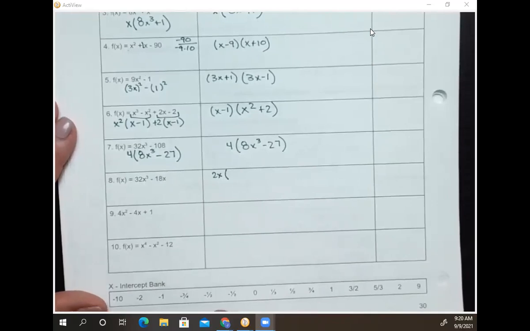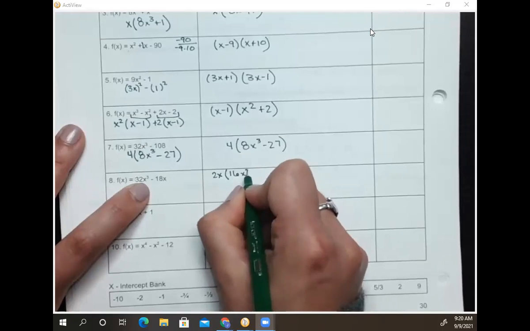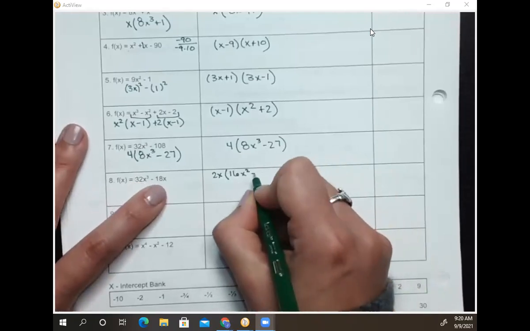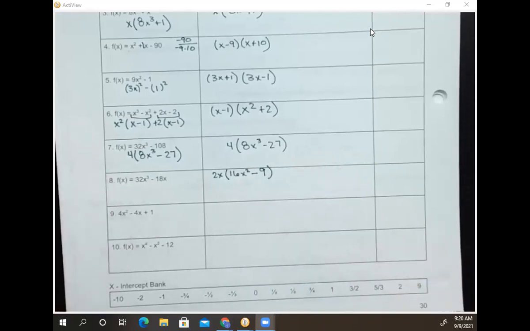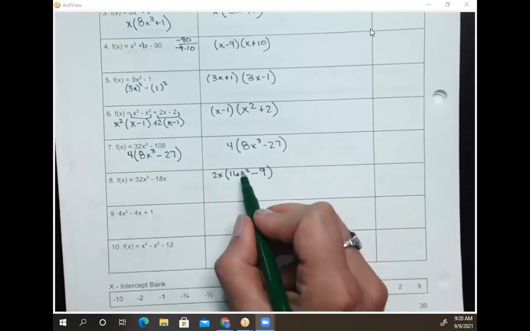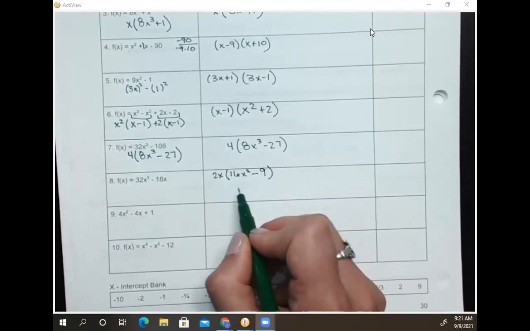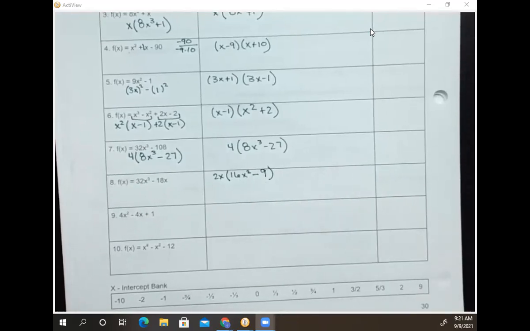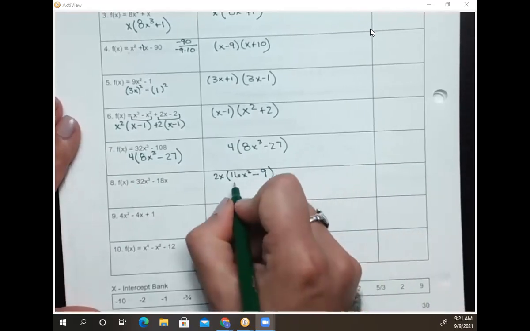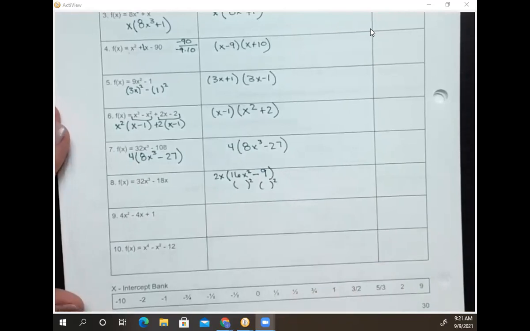When I factor out 2x, I'm left with 16x squared minus 9. And now we still have an x squared here, so let's check this guy. Can I factor this more? 2 terms, even degree, subtraction. This is set up perfectly for a difference of squares. So let's see if we can figure out what we squared to get each of these parts.